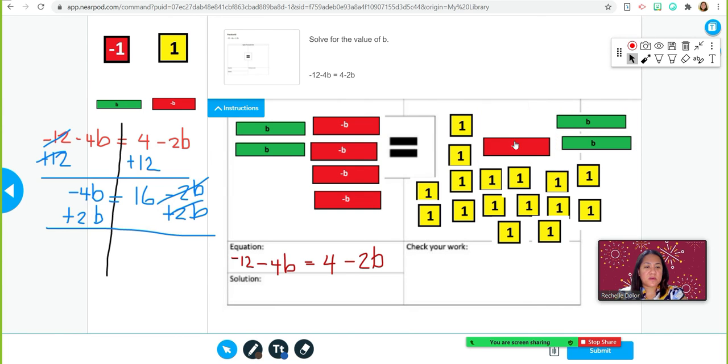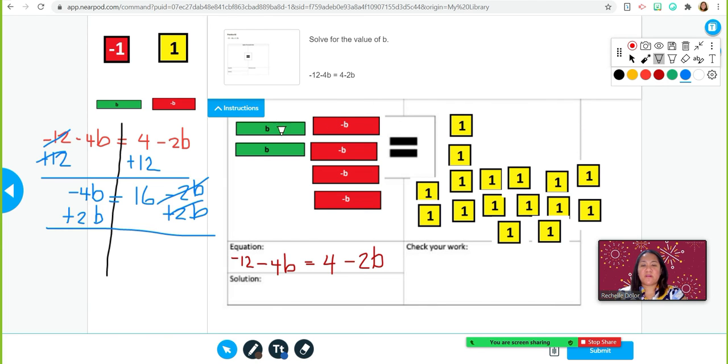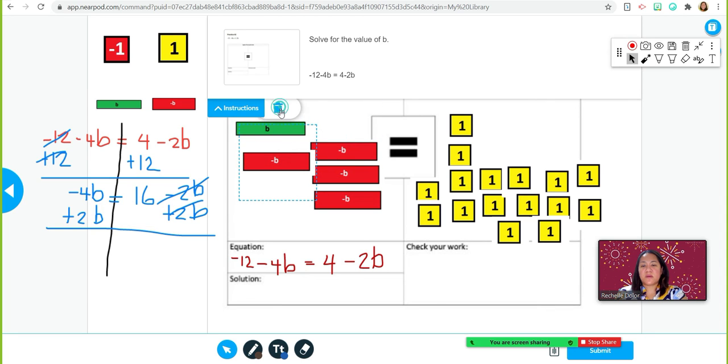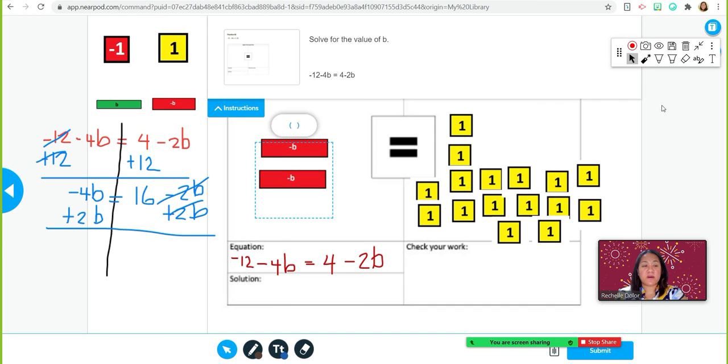Take this out. Okay, there we go. Cancel this out. So here, I also need to get rid of b, cancel, and cancel. So therefore there is negative 2b left, right? So I have here negative 2b is equal to 16, right?